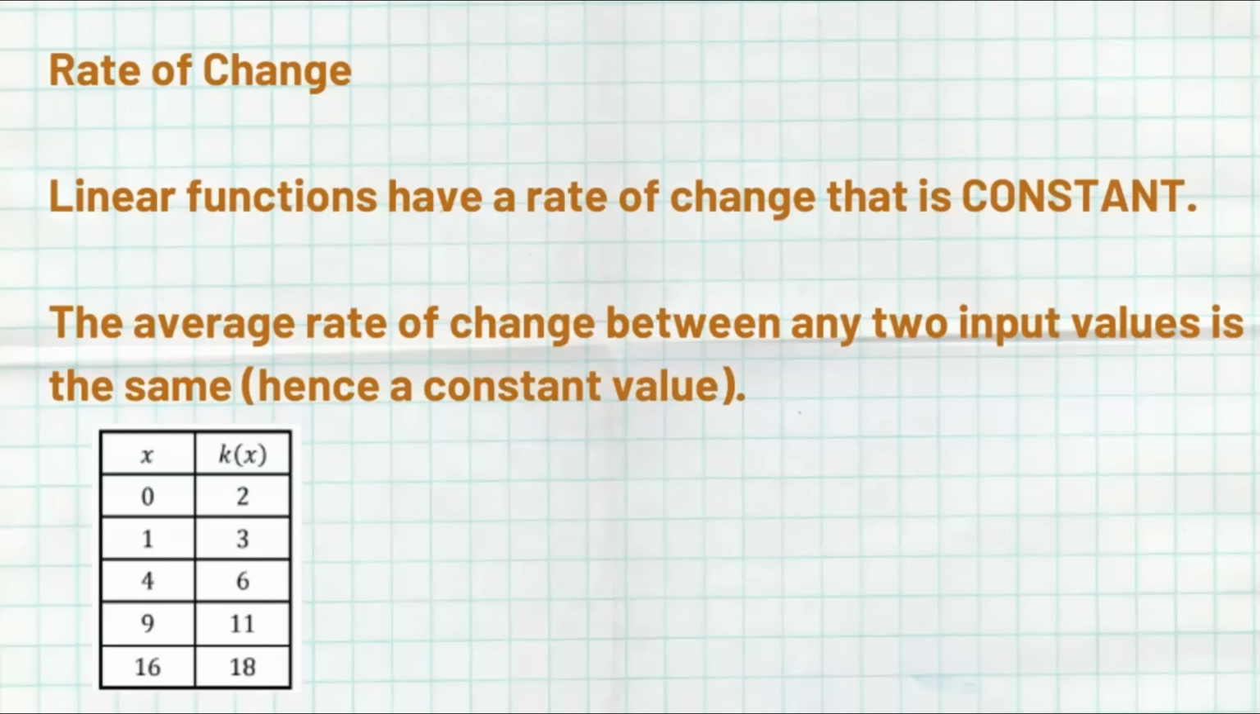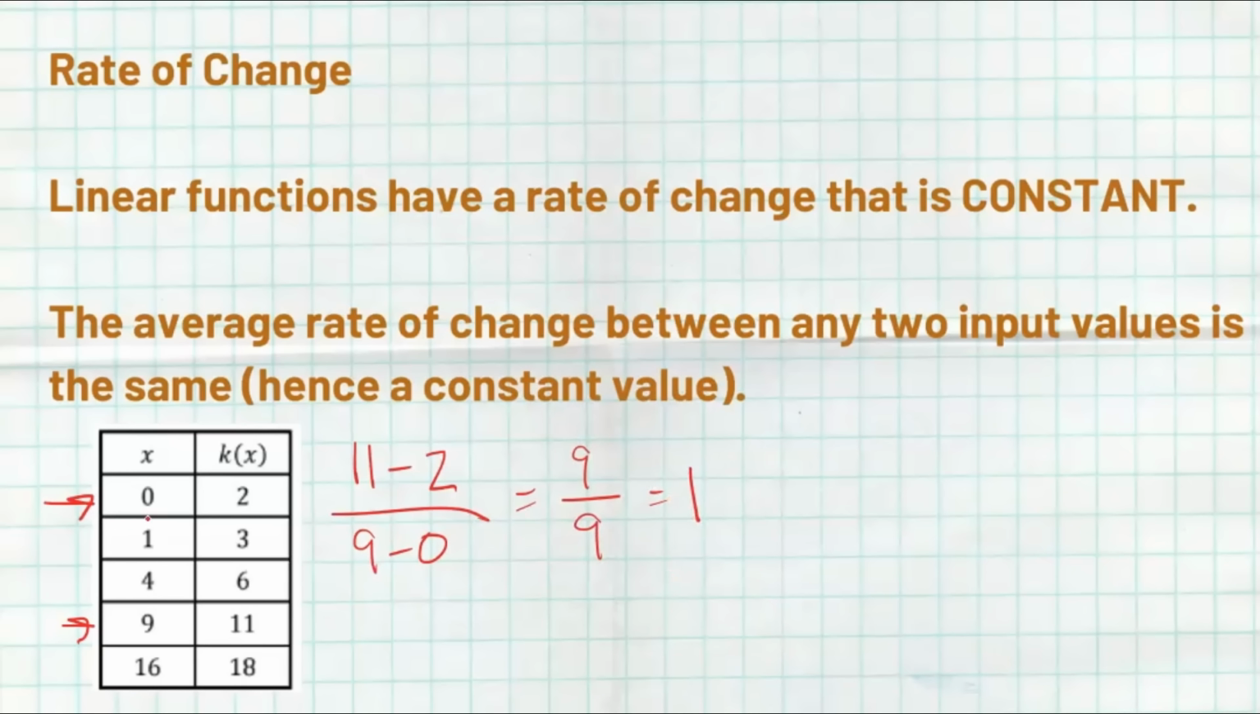All right, what we learned in this unit is that linear functions have a rate of change that is constant, meaning the average rate of change between any 2 input values is the same, hence a constant value. So if we take a look at this input-output table, and let's just grab, again, literally any 2 points. So let's use this first point, 0, 2, and this point, 9, 11. So if we find the average rate of change between those points, we're going to do 11 minus 2, subtracting the outputs, and 9 minus 0. Well, 11 minus 2 is 9, 9 minus 0 is 9, so my average rate of change is 1.